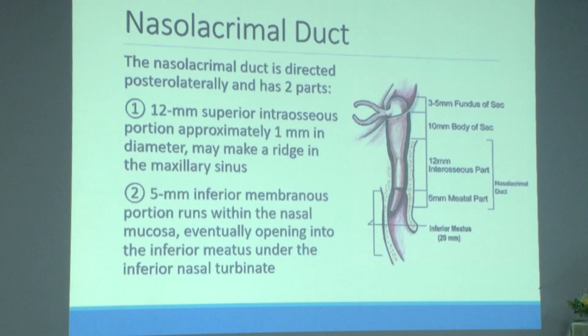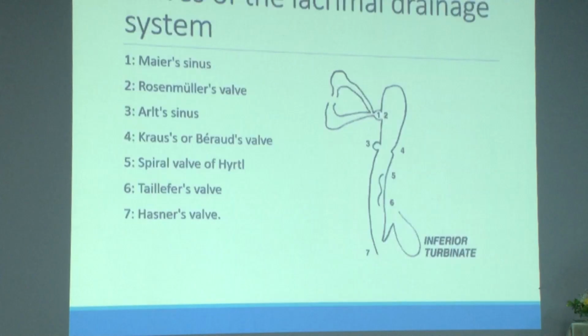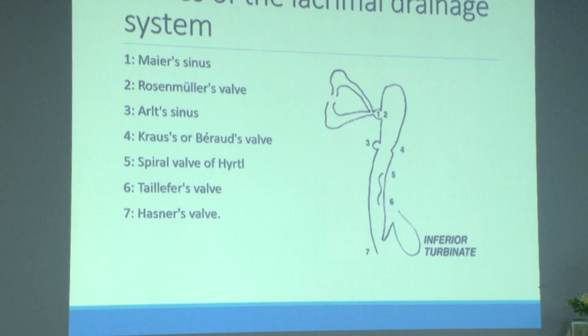The last one is the nasolacrimal duct. It is again divided into two parts: an intraosseous part and a membranous part. The intraosseous part is longer compared to the membranous part. There are many valves, but the main important valves are the Rosenmuller valve, between canaliculi and sac, and the Hasner valve, between the inferior meatus and the lower part of the nasolacrimal duct.